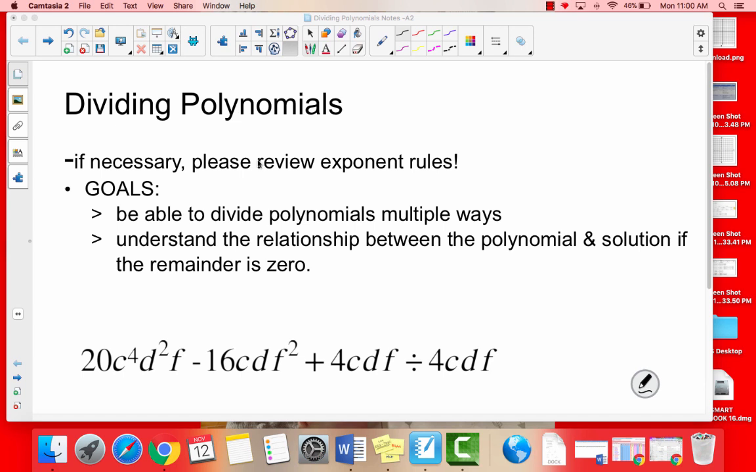Hi guys, today we're going to be dividing polynomials. Before we get started, just make sure you know your exponent rules. This is going to be really helpful in this section. And if you don't, make sure you go ahead and pause and go back and review those.